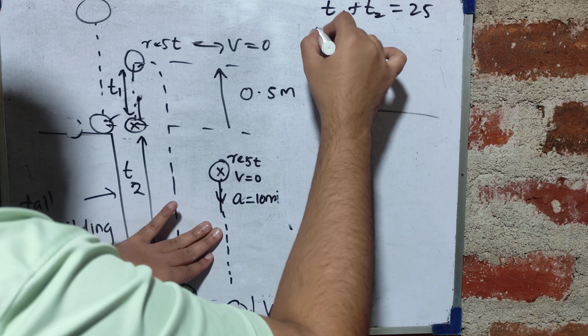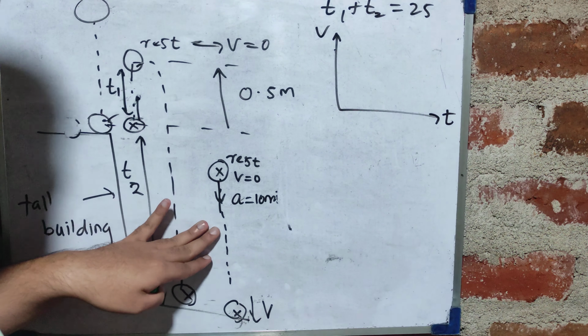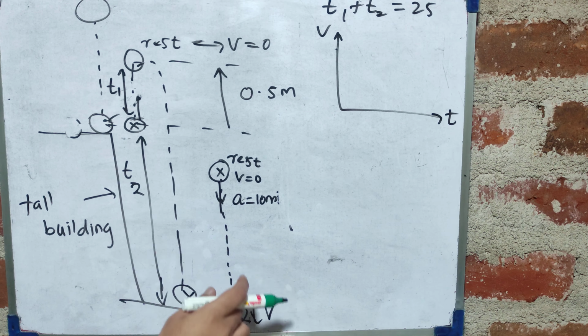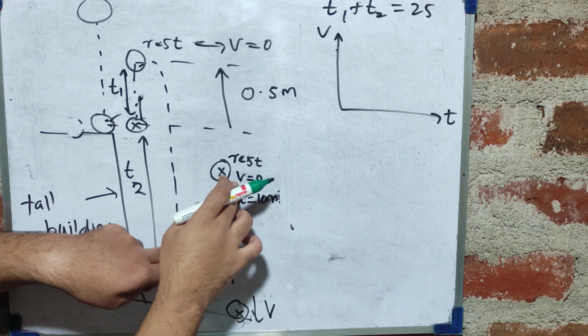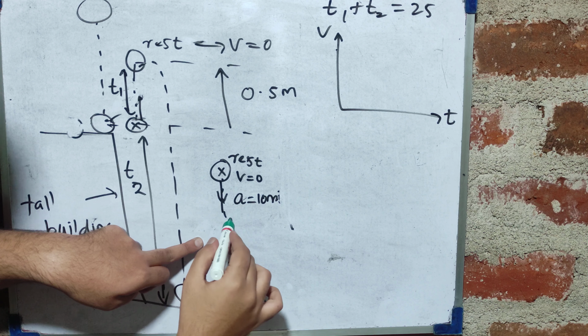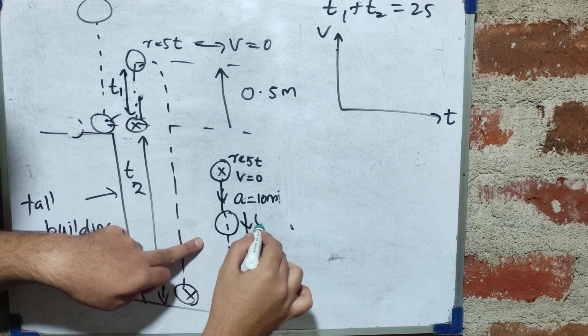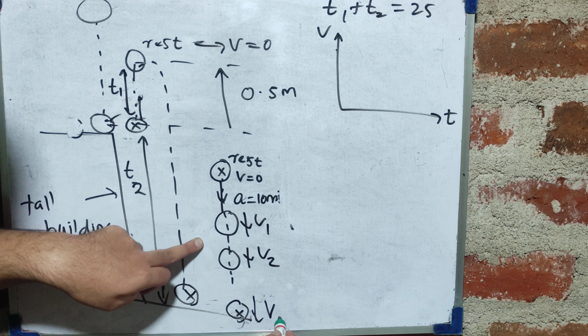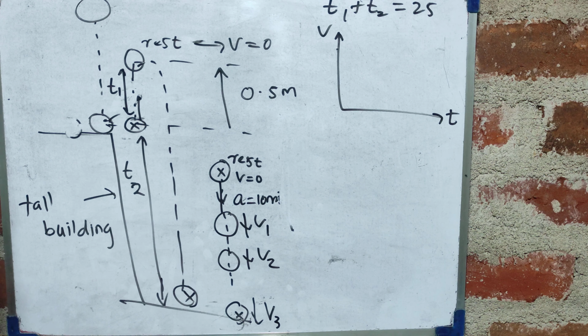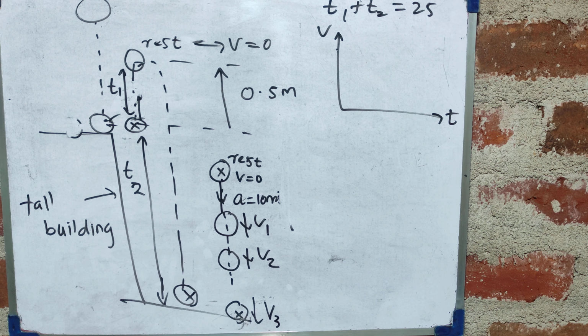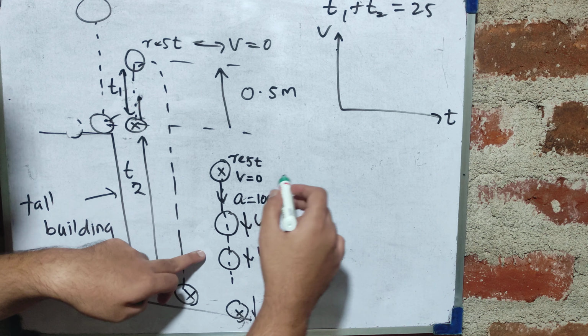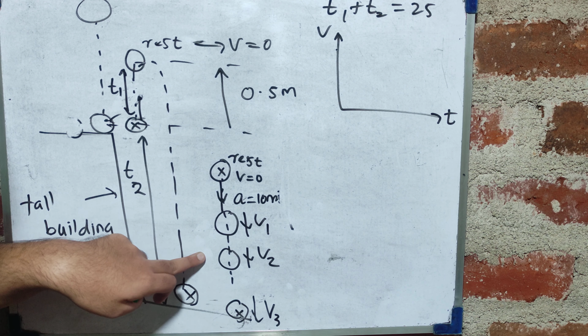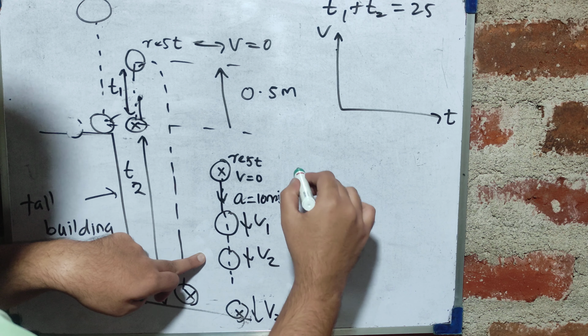Here we have the v-t graph. Here velocity is equal to 0. After some time it will have a velocity v1, after some time velocity v2, and then let's take the velocity with which it hits the surface as v3. Because it has an acceleration. Now this is a vertical motion, which is a bit difficult to understand, so we'll take horizontal motion.